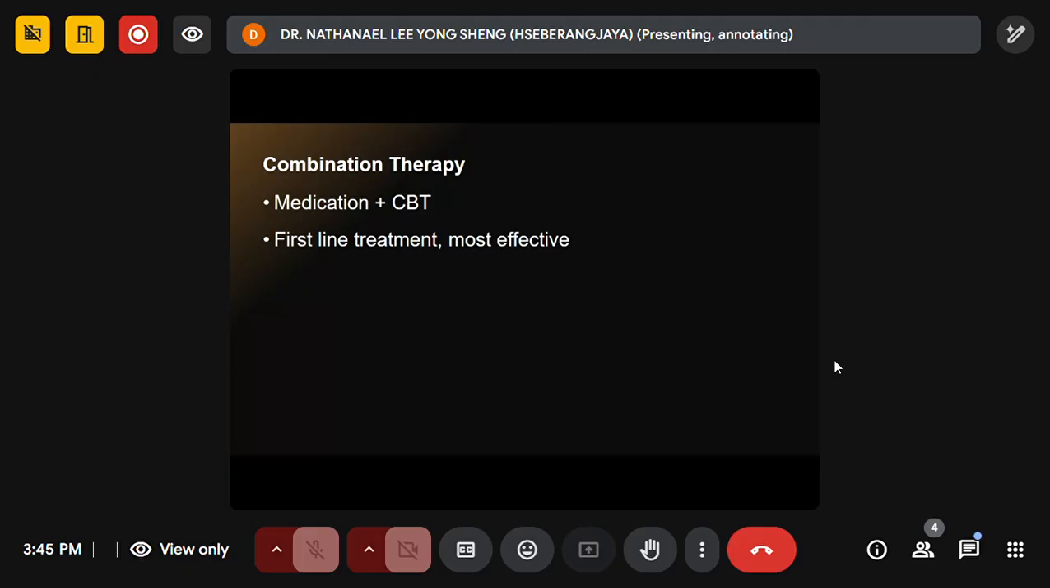The last, I will say, is the combination of therapy, which is combining medication plus CBT. This is a first-line treatment, as evidence shows that this is the most effective approach of therapy for ADHD. Like medication, stimulants are first line and CBT is first line. So if both work together, it will be the most effective.